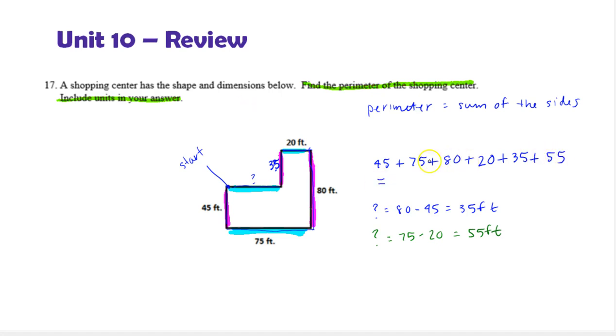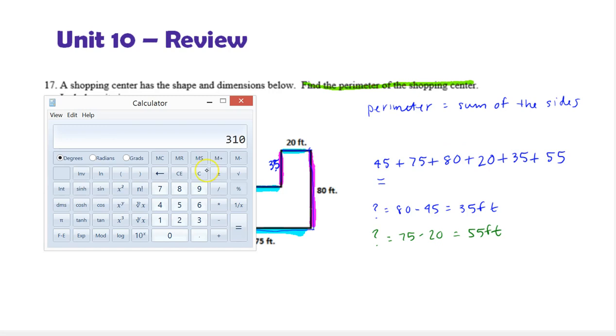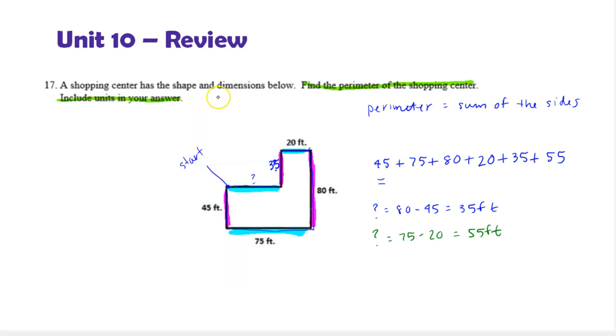Now we're going to sum all these values up, and that will be our perimeter. So 45 plus 75 plus 80 plus 20 plus 35 plus 55 gives us 310 feet. Now notice perimeter is a linear distance. We're counting the length of these lines. So our units are feet, not square feet or cubic feet, because feet measures linear distance. And then let's box our final answer.